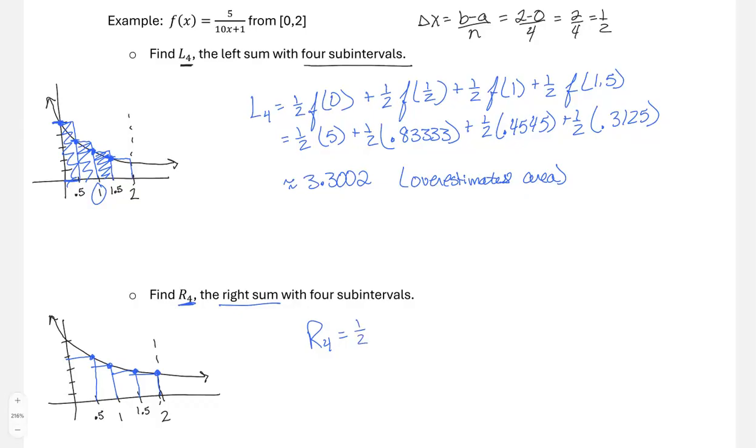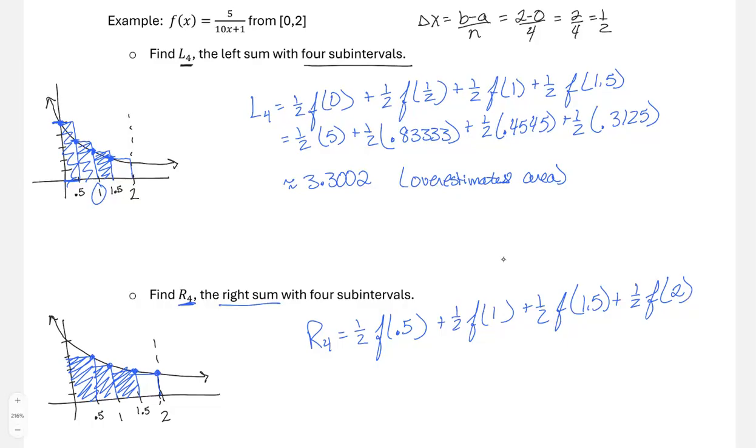I need to find the area for each rectangle. Again, it's base times height. That base is 1/2. The height is going to depend on the height of the function at the right endpoint. Our right endpoint is 0.5 for that first interval. So this would find the area of that first rectangle. That second one has a height over here at 1. Third one, we're going to get the height by plugging in 1.5. That's going to find this. And that last one, we're going to get the height by plugging in 2.